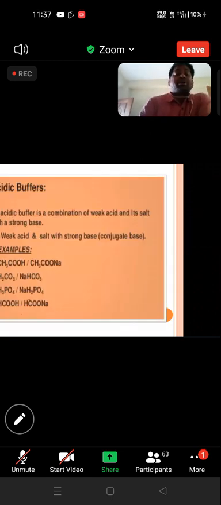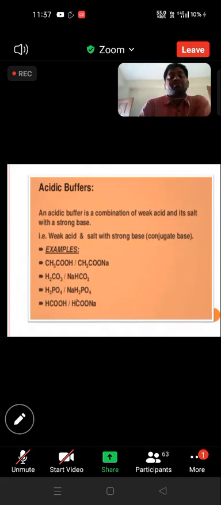So another few examples of acidic buffer are mixture of carbonic acid and sodium bicarbonate, mixture of phosphoric acid and sodium dihydrogen phosphate, or mixture of formic acid with sodium formate.